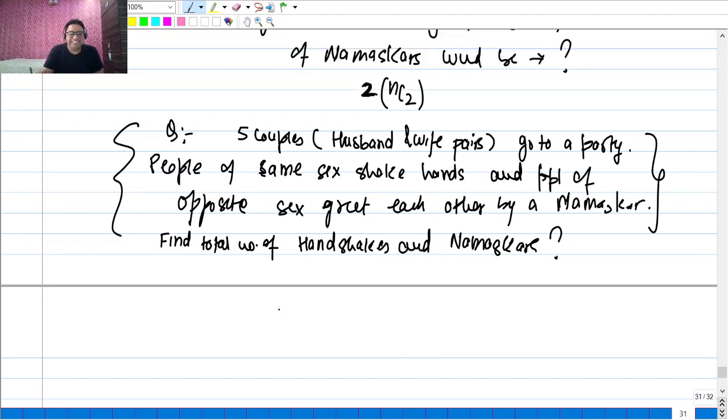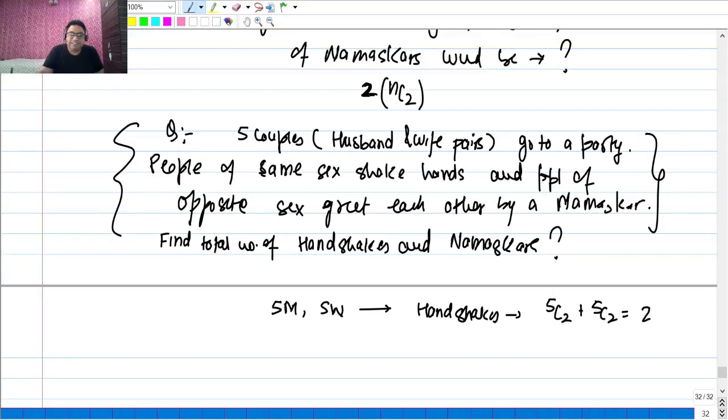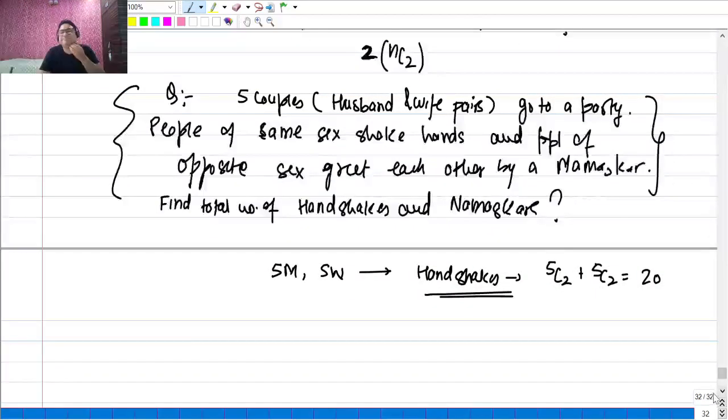Now listen to me. So 5 men and 5 women, isn't it? So the number of handshakes between 5 men is 5C2, and between 5 women 5C2, isn't it? 20 handshakes. ये क्लियर है? हाँ, 5C2, 5 factorial upon 3 factorial, 2 factorial, 5 into 4 by 2. Yes, number of handshakes is not an issue.